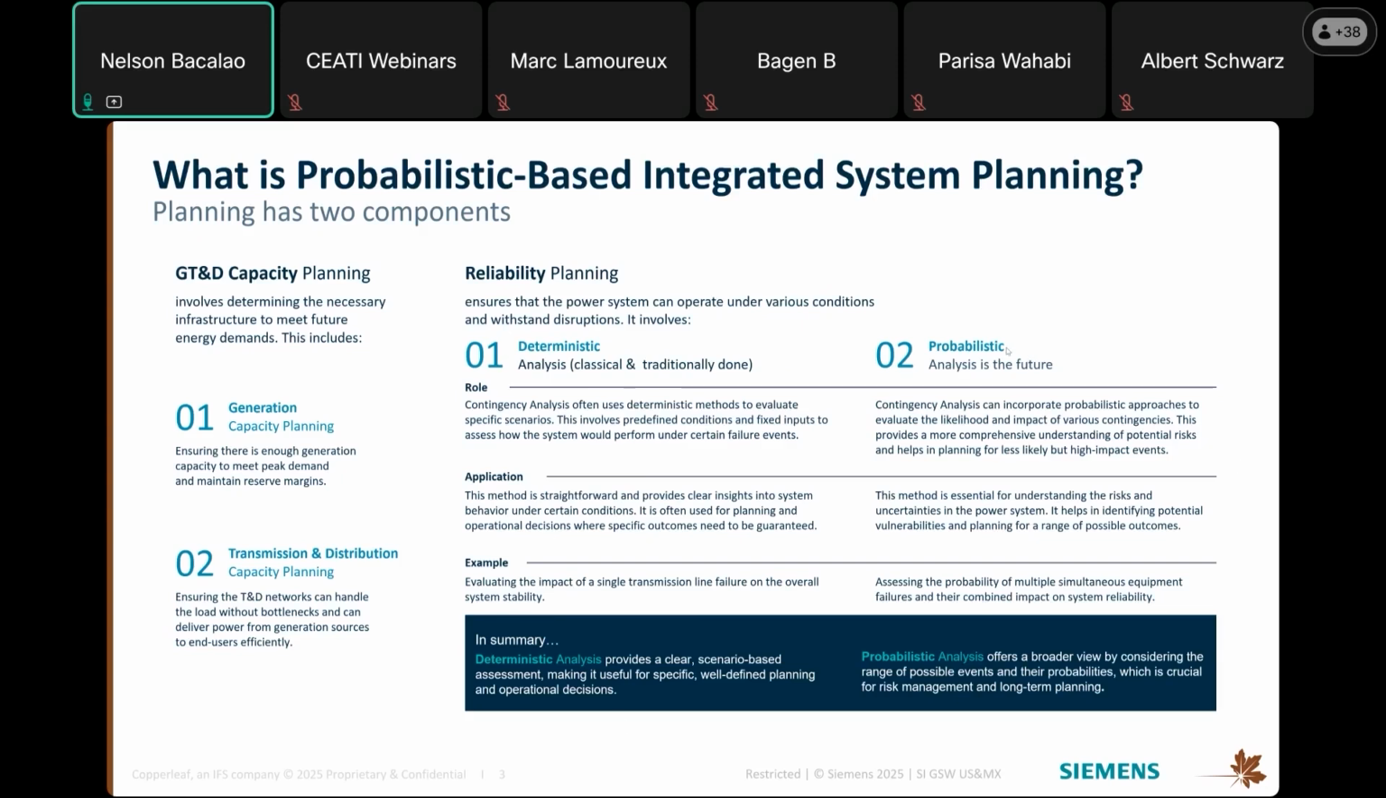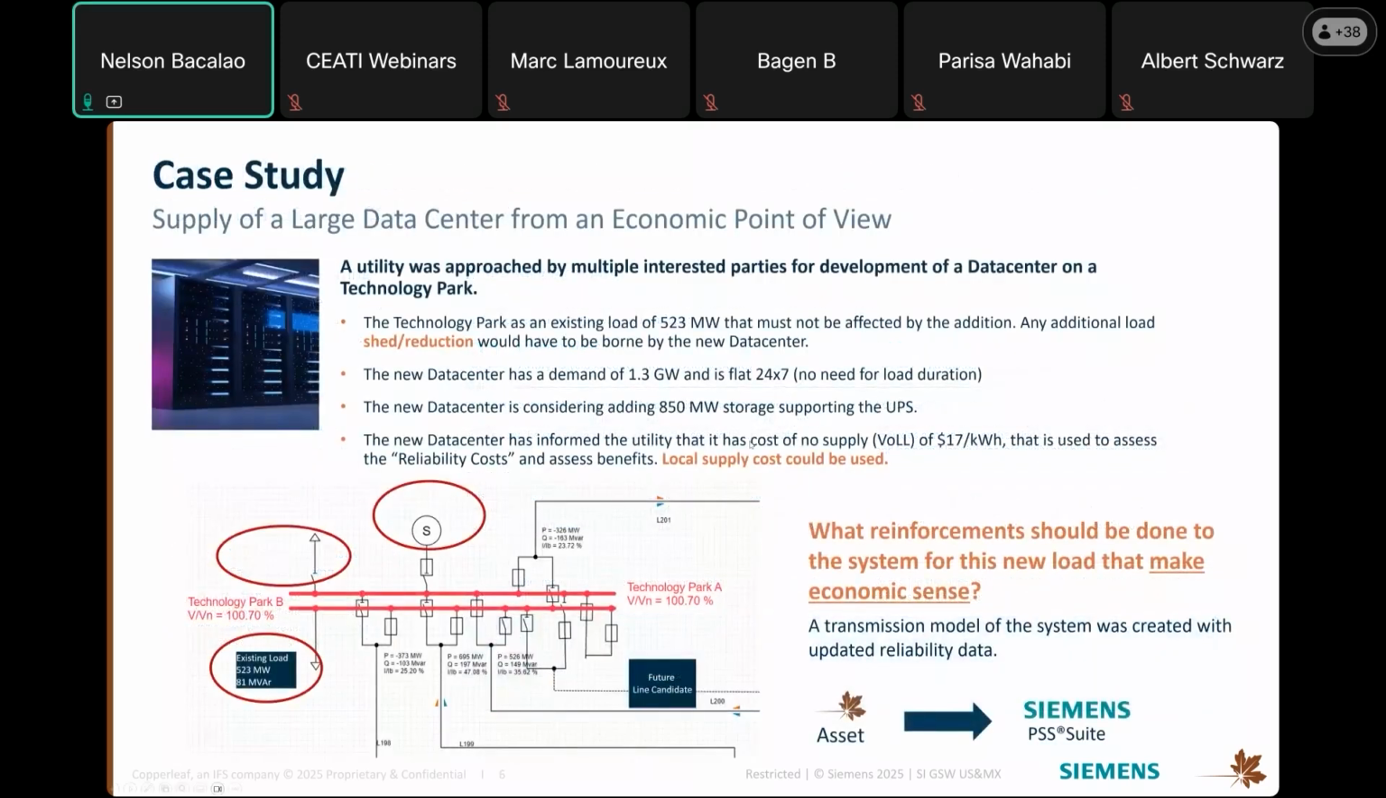Now what we're doing and moving towards, and you saw the magnitude hydro example, is including the probabilistic assessment. In other words, the impact of your decisions in investing in the system on the quality of service that the customers receive. So in this example, I'm going to be using a data center, and we're going to be analyzing it from an economic point of view.